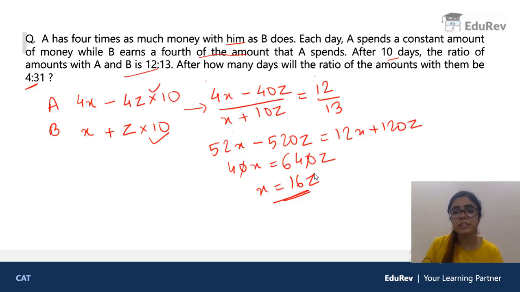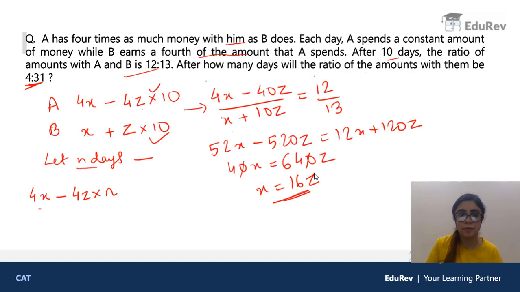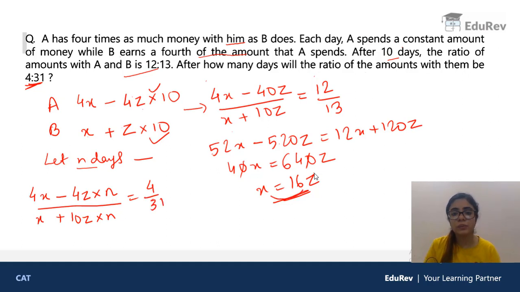After how many days will the ratio be 4:31? So I am saying, let's say after n days, ठीक है, the ratio will be 4:31. So A initially had 4x minus he's spending 4z every day. And he's going to spend this money for n days now because we are saying after n days. ठीक है? Upon B had x, he's earning z every day. After n days, the ratio becomes 4:31. But I know x is equal to 16z.